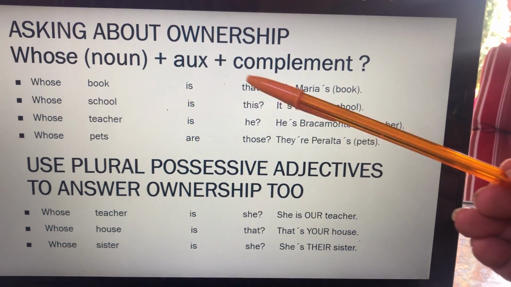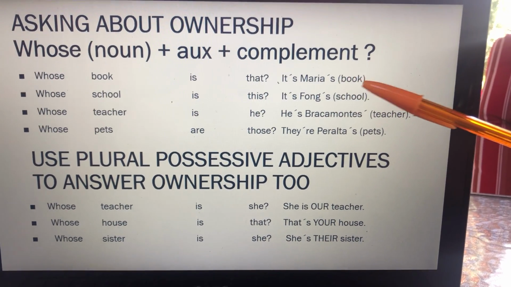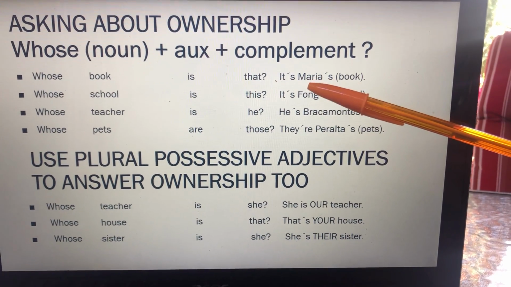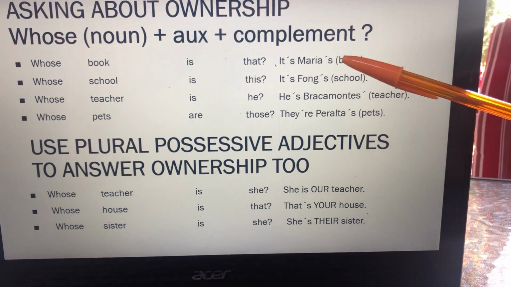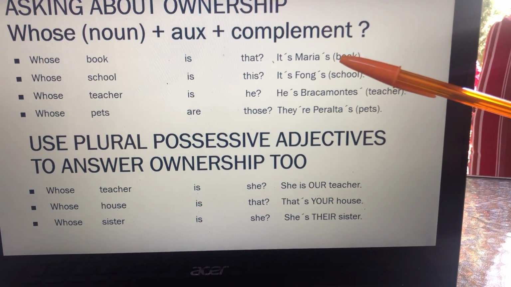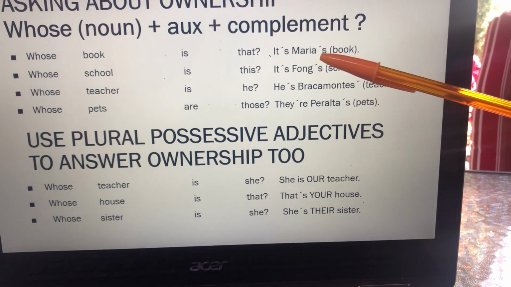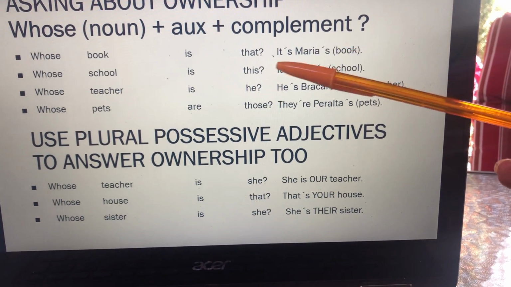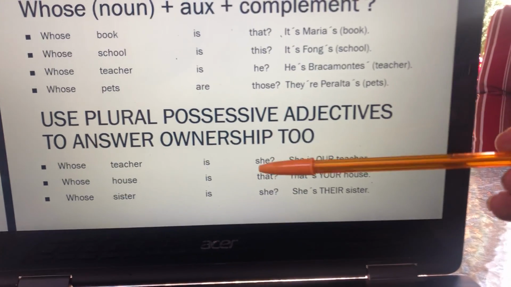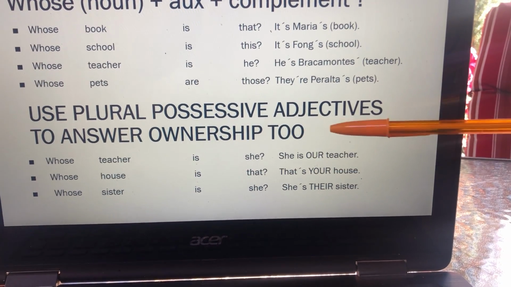For example, whose book is that? It's Maria's book, or that's Maria's book. You have several choices here to answer. For example, it's Maria's. This word is inside parentheses because you can omit that word. You can say it's Maria's, or it's Maria's book, or that's Maria's book, or that's Maria's. That's okay.